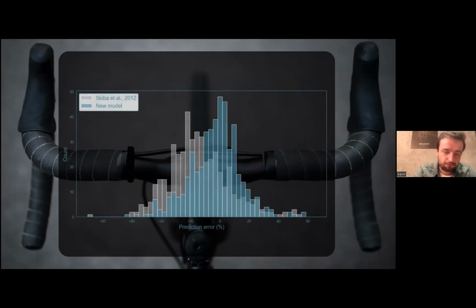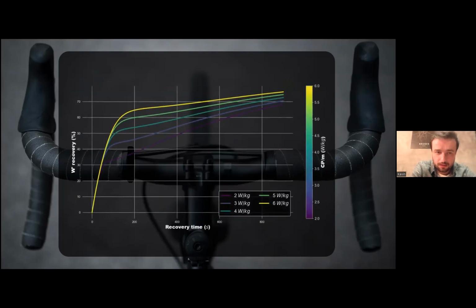If we applied, for example, the Skiba model to our data sets, what we found was a structural underprediction of on average 20%. And of course, we used our data to make a new formula, so it makes sense that our formula has a better prediction error. But what we're trying now is to implement that new formula into practice as well.